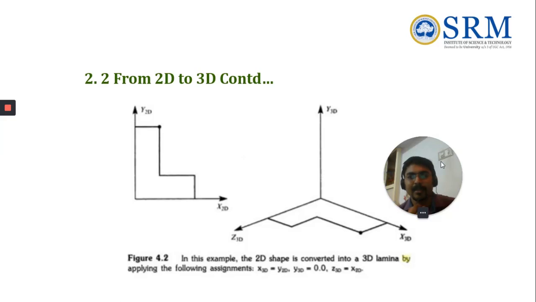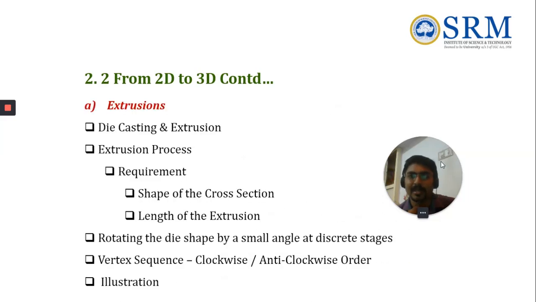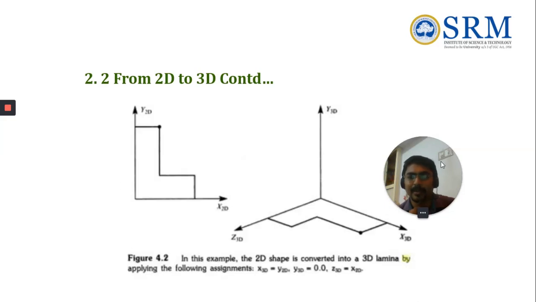So from this, we can say that in 3D, x equals x of 2D, y 3D is equal to 0, and z 3D is equal to y of 2D. So this is the first step of 2D to 3D. How are we directly converting? Because we can only take any one value; we cannot take all three values. So one value we have to take away.